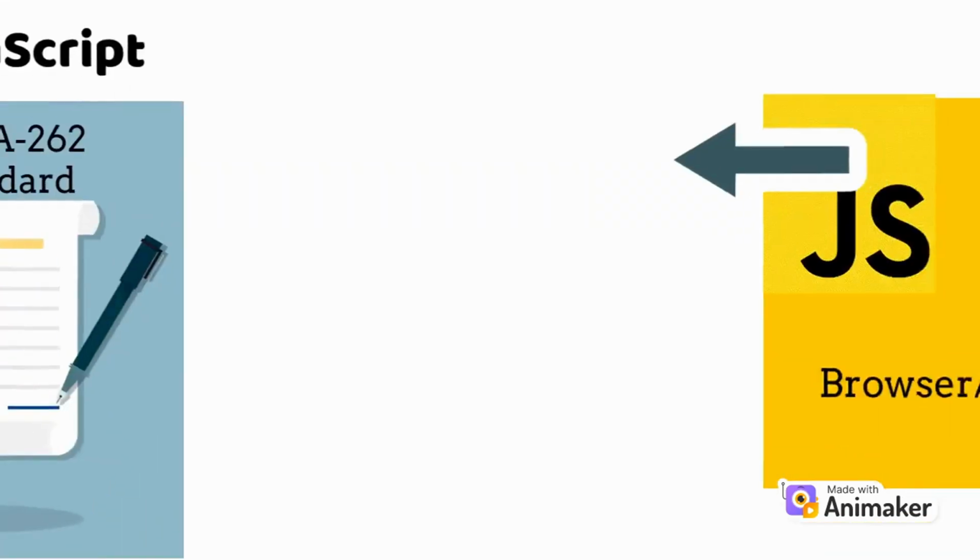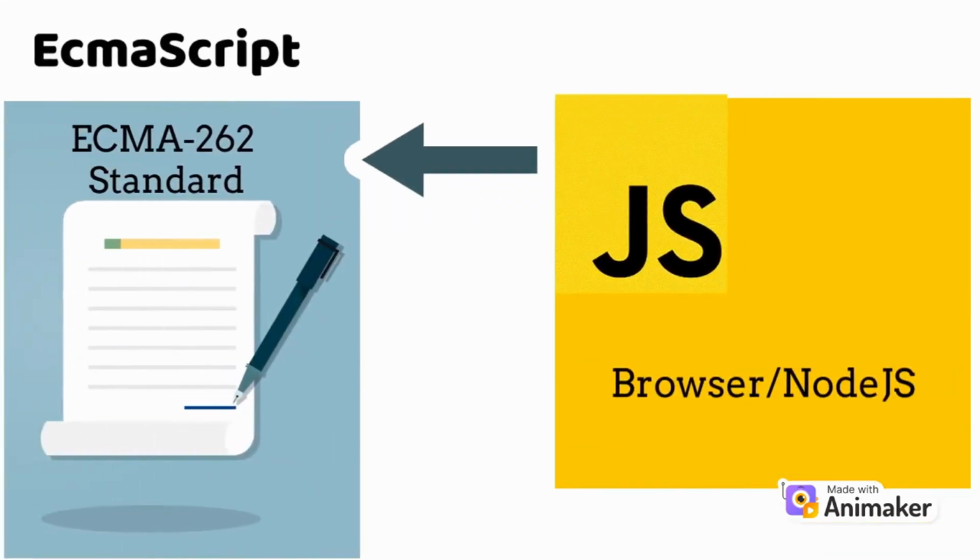In other words, the JavaScript that runs in your browser, or the JavaScript that runs on your server side using the Node.js framework, is an implementation of the EcmaScript standard. So JavaScript is a general purpose scripting language that conforms to the EcmaScript specification. JavaScript mostly implements the EcmaScript specification as described in the ECMA-262 standard.